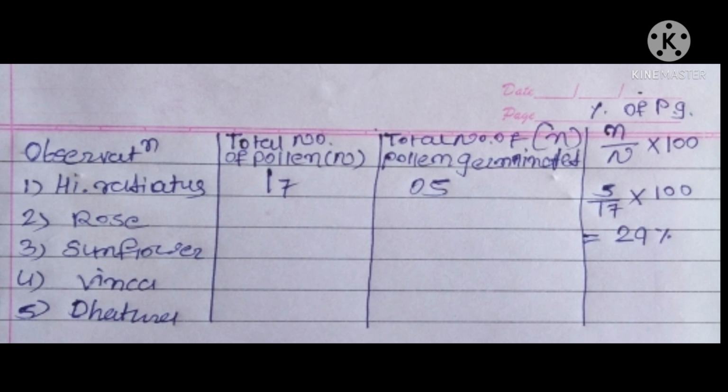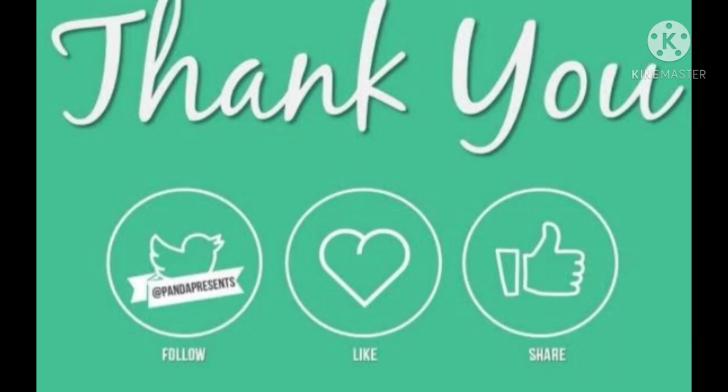Also write the total numbers of pollens and the total number of pollen germinated in the other flowers, as we take second rose, third sunflower, vinca and dhatura. So calculate the percentage of all these flowers. And last, in the result, you have to write in which flower you can observe the highest percentage of pollen germination. So this whole practical we completed here.